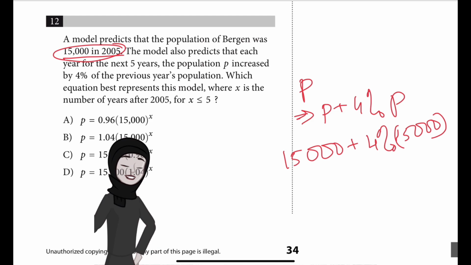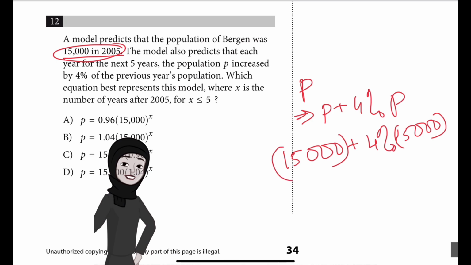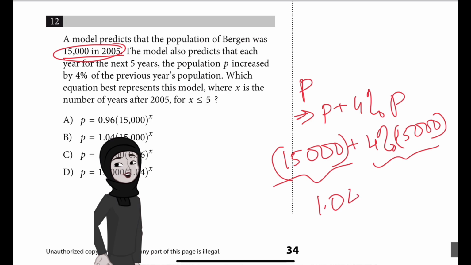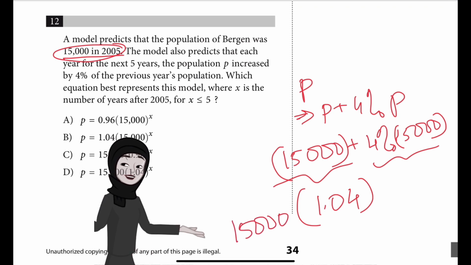So the model is predicting that each year for the next 5 years, the population increased by 4% of the previous year's population. The predicted population in one of these years can be found by multiplying the predicted population from the previous year by 1.04. So technically this is one whole, that is 100% of 15,000 plus another 4%. In decimal form we can represent it by 1.04. So the first year we have to just multiply 15,000 by 1.04 and we will get the population 1 year later.